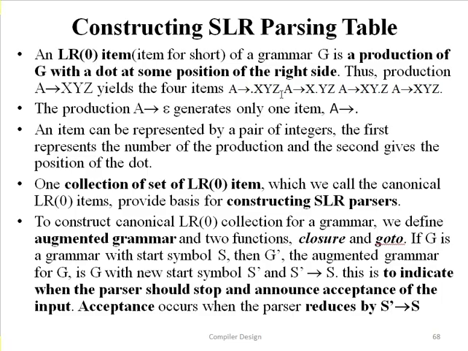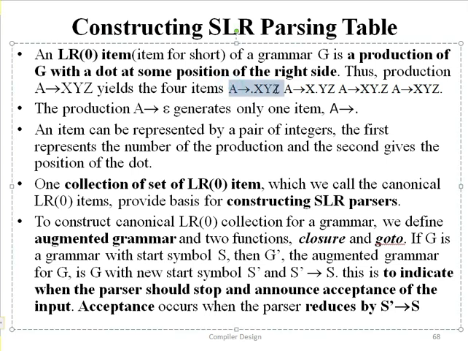The first LR(0) item that can be created from this production rule is A derives dot XYZ. The second one, by shifting the dot between X and Y, is A derives X dot YZ. This is another LR(0) item. Again, placing the dot between Y and Z, A derives XY dot Z.